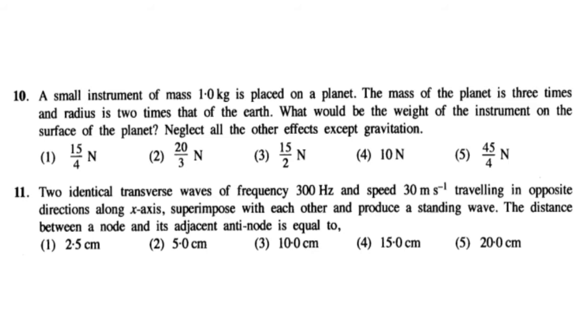And also they say to neglect all the other effects except gravitation. On the Earth we can write the weight of an object of mass m as mg. So g is the gravitational acceleration, and it is also called gravitational field strength. We can write the formula for gravitational field strength on the Earth: simple g equals capital G M over r squared. Capital G is the universal constant, and capital M is the mass of the Earth, and r is the radius of the Earth.